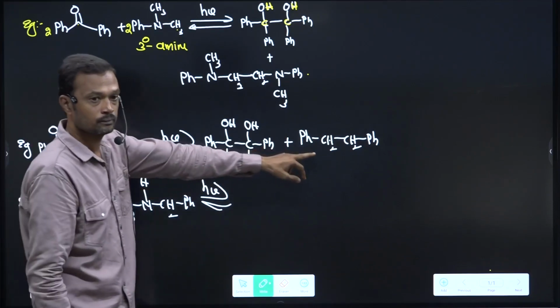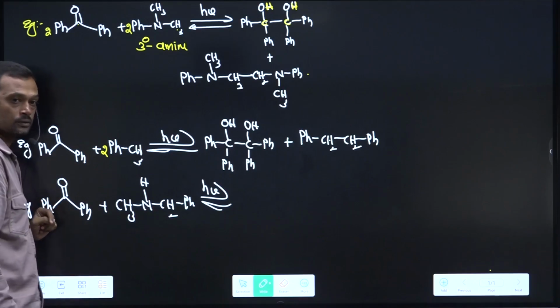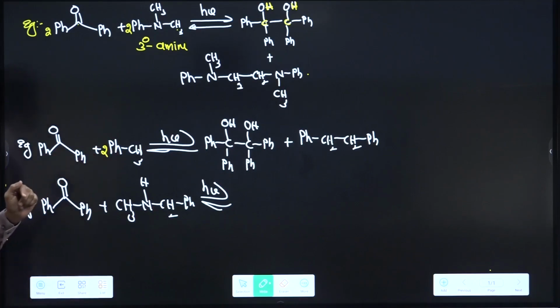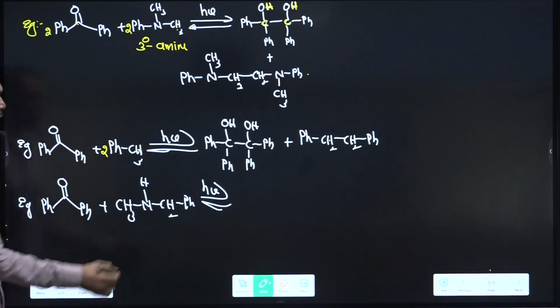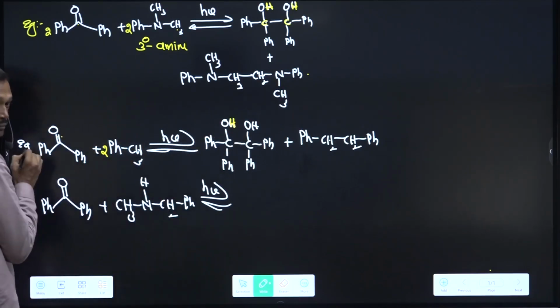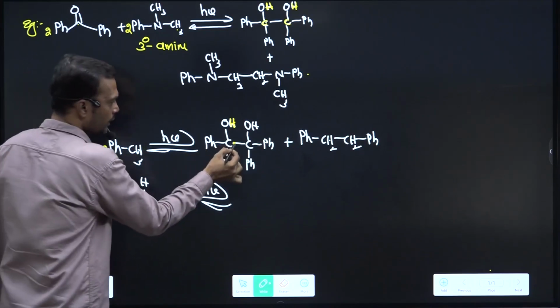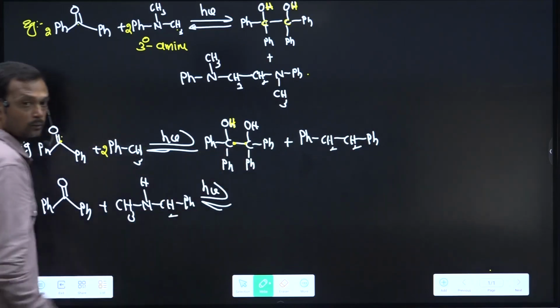Will you get this? So these 2 molecules are giving how many hydrogens? 2 hydrogens. So one hydrogen is added here by breaking this double bond, and you will get one radical. Second molecule also same way. Then these radicals combine together and form a single bond.